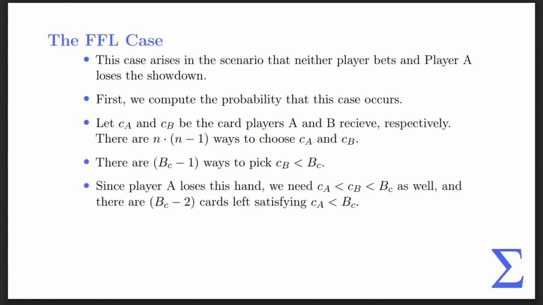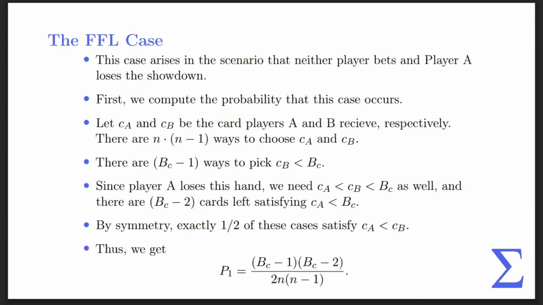Since player A loses this hand, we need player A's card to be less than player B's card, which means player A's card has to be less than player B's cutoff as well. So if we already picked 1 card for player B, we have B sub C minus 2 cards left for player A's card. And remember that we assumed at the beginning that player A's cutoff was greater than player B's cutoff, so player A is still in their folding region here. By symmetry, since this process is just picking 2 random numbers between 1 and B minus 1, there's a 1/2 probability that player A's card is less than player B's card.